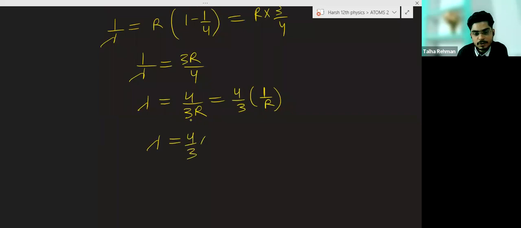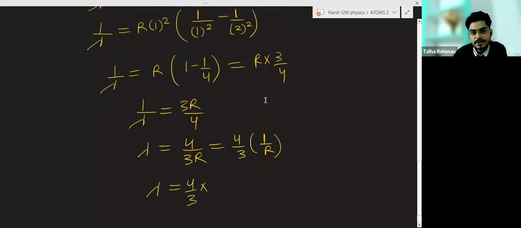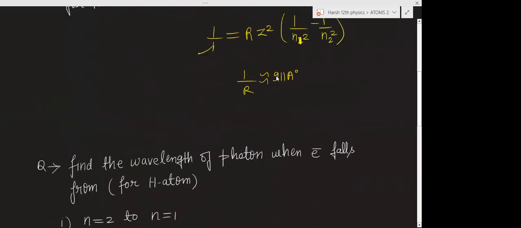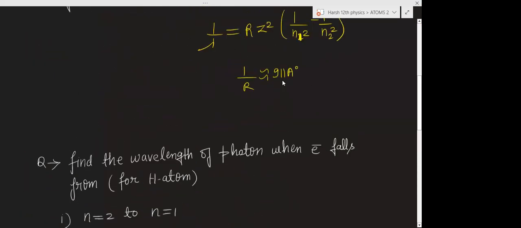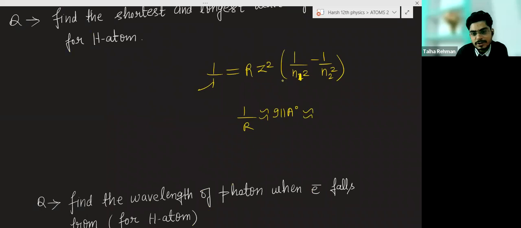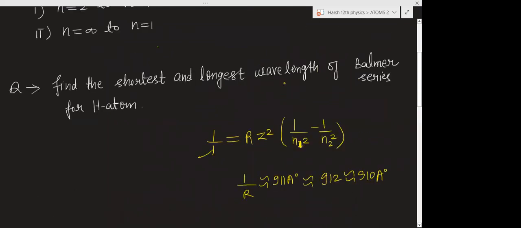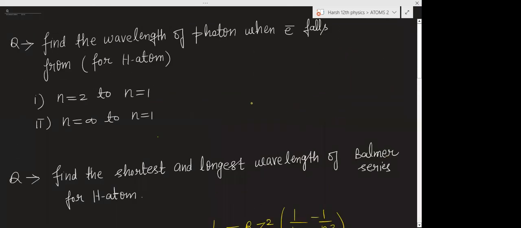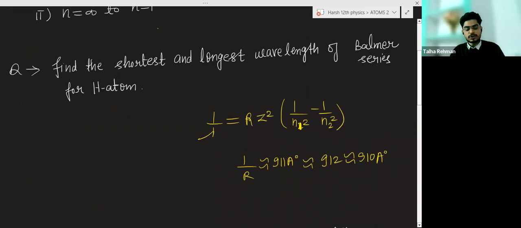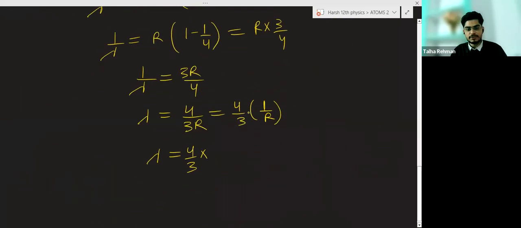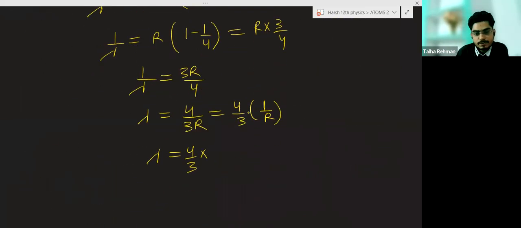1 by R is approximately equal to 911. Sometimes you can take this value as 912, sometimes as 910, for calculation purposes I am telling. Otherwise, you cannot do the calculation. If you put the value of the Rydberg constant, 1.09, that may be difficult for you. So you can put 912 here.